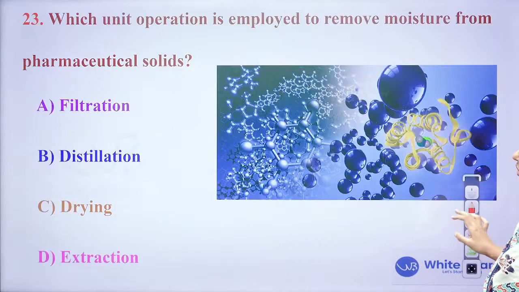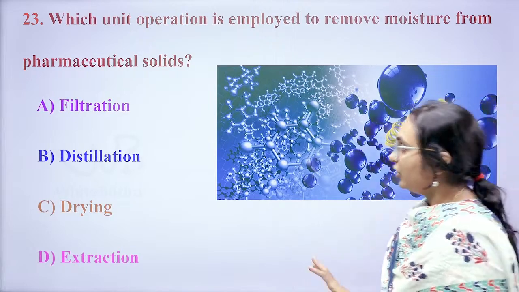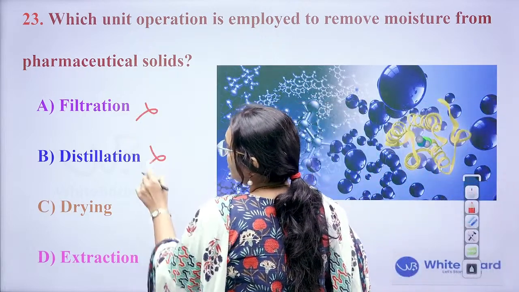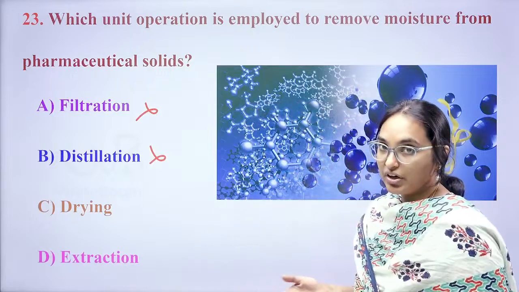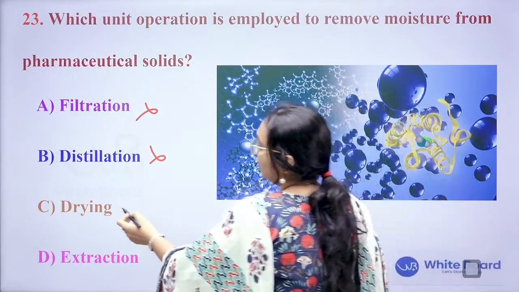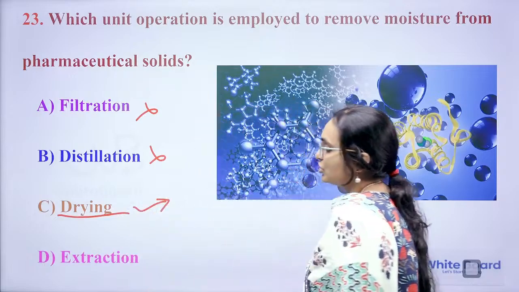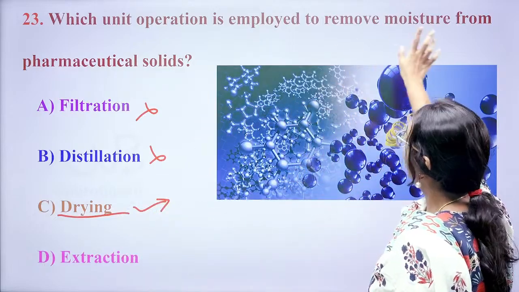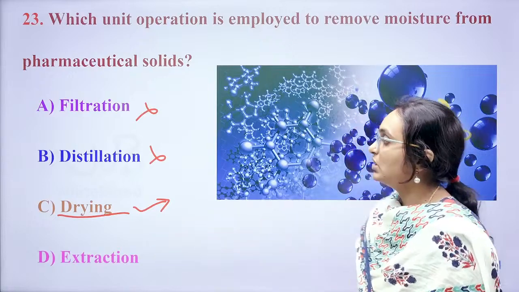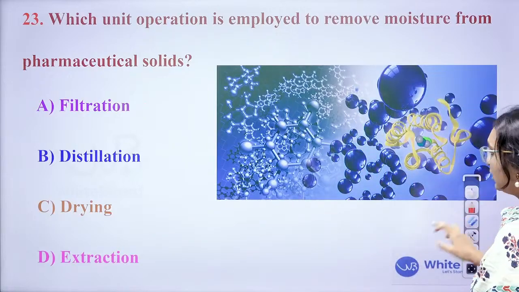Next, which unit operation is employed to remove moisture from the pharmaceuticals? Filtration, no. Distillation is the separation of the mixture. Filtration is solid and liquid filtration. Drying is where you separate moisture from the product. So, to remove moisture, drying is used. See, answer is C here in 23.